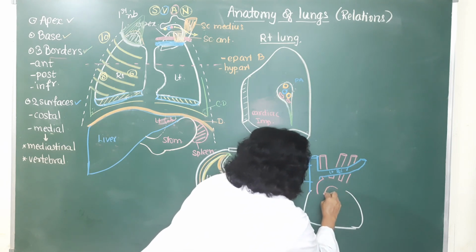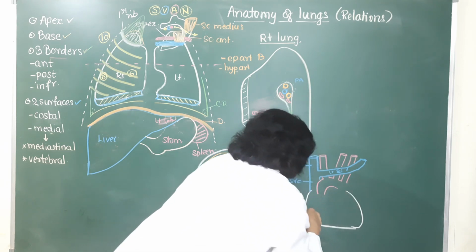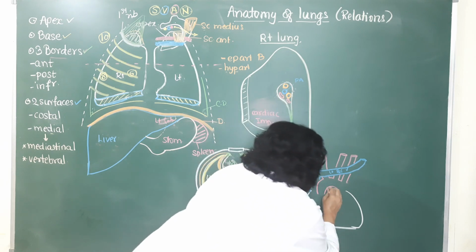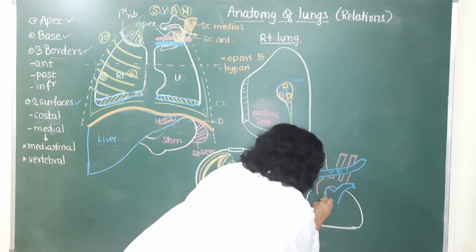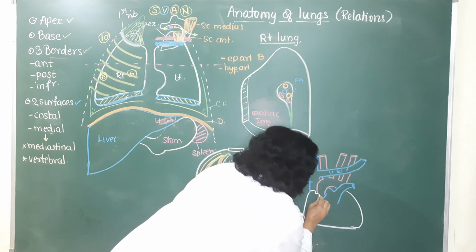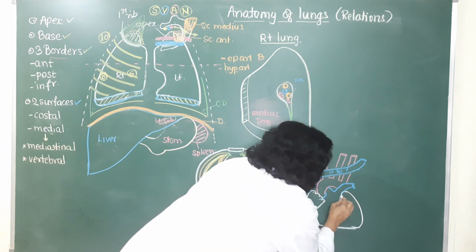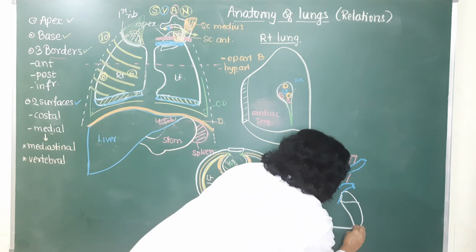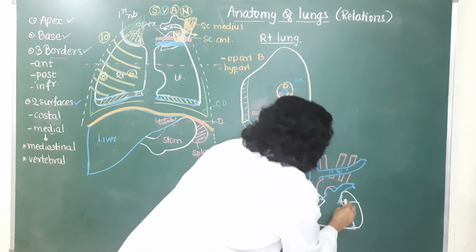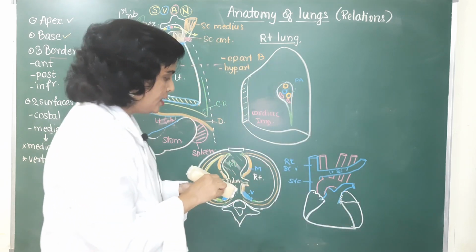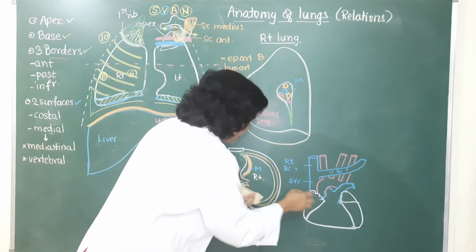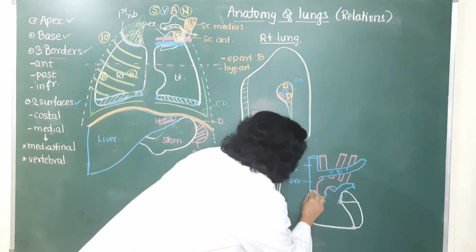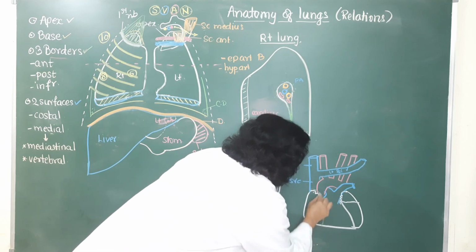Suppose here is the outline of the aorta. Okay, and just below that, here you get the pulmonary trunk. This is the pulmonary trunk. Okay, and here you get the right auricle, here you get the left auricle. This will be the structure of the heart. Okay, so now coming to this cardiac impression, this area is related to this right lung.